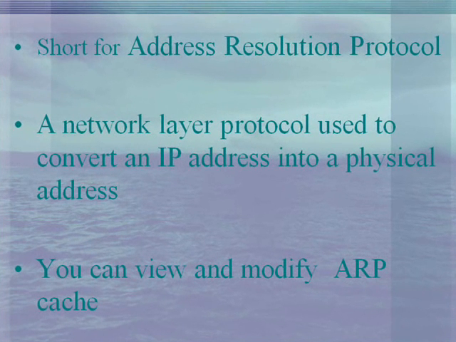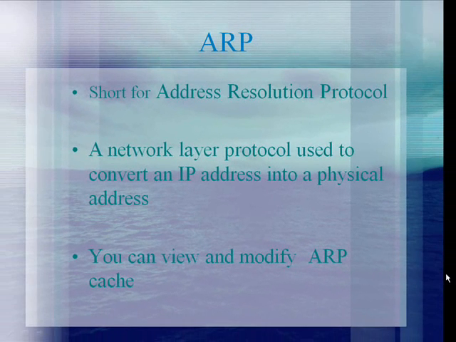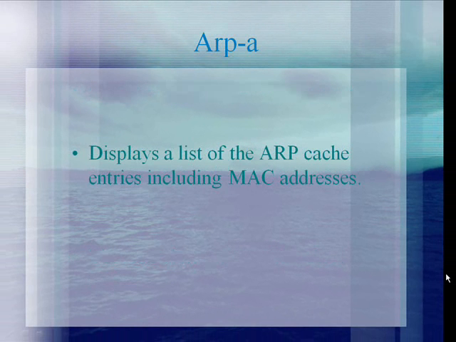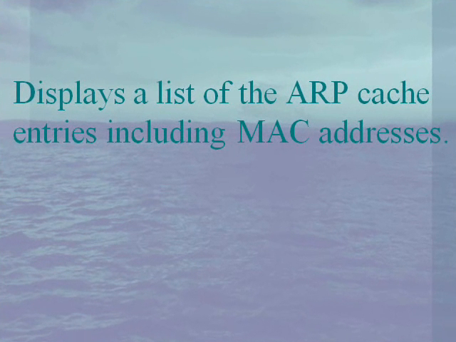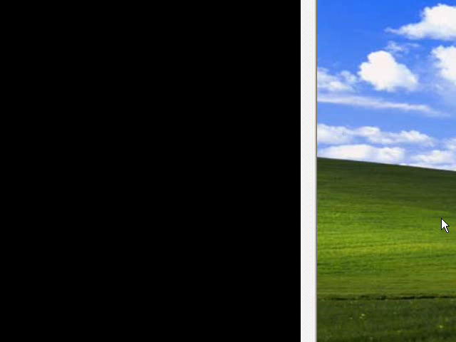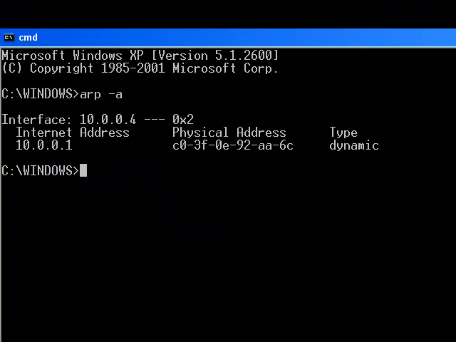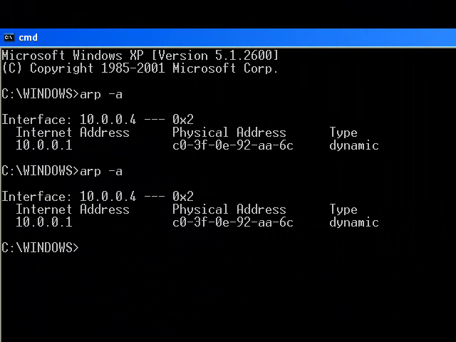You can also use ARP to view and modify the contents of the ARP cache by typing ARP -a. It displays a list of the cache entries, including MAC addresses. Okay, I've opened the command prompt as administrator. As you can see, I typed ARP -a, which is you just simply type ARP space -a and enter, and it gives me my internet address, my physical address, and the type, dynamic.